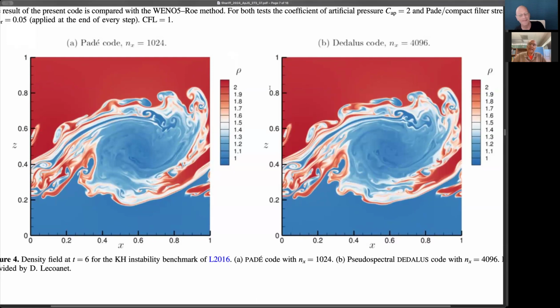Yes. So the Daedalus code is a spectral code, and this is what they get using 4096 squared points. And you see that the agreement is quite good. Now, I should mention that maybe a fairer comparison would be doing a Daedalus code with 1024 and the Padé code with 1024. Sure. But this is the only data that we got. So yeah, it's pretty good. A few little differences in some flow structures, but overall, pretty good.